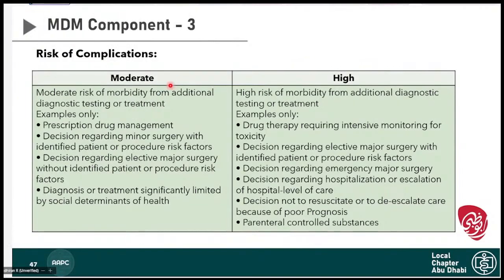So next we'll discuss MDM component 3 point. It falls under the risk of complications. So what is the requirement for moderate and high level? Moderate level requires prescription drug management, decision regarding minor surgery with identified patient or procedure risk factors, decision regarding elective major surgery without identified patient or procedure risk factors, and diagnosis or treatment significantly limited by social determinants of health. For high level, it requires drug therapy requiring intensive monitoring for toxicity, decision regarding elective major surgery with patient or procedure risk factors, decision regarding emergency major surgery, decision regarding hospitalization or escalation of hospital level of care, and decision not to resuscitate or to de-escalate care because of poor prognosis. The last point is parenteral controlled substances. We'll discuss one by one.